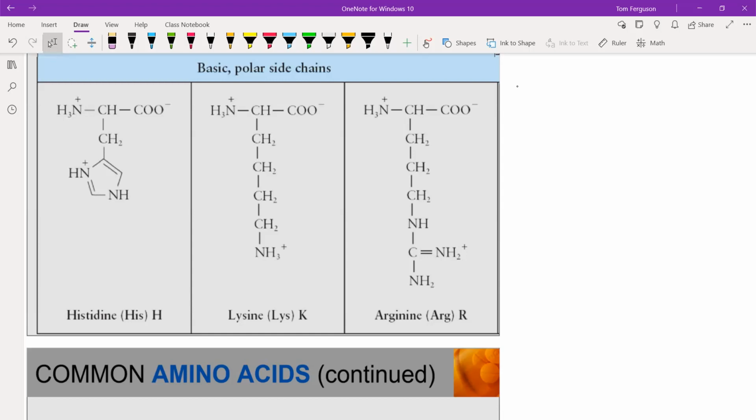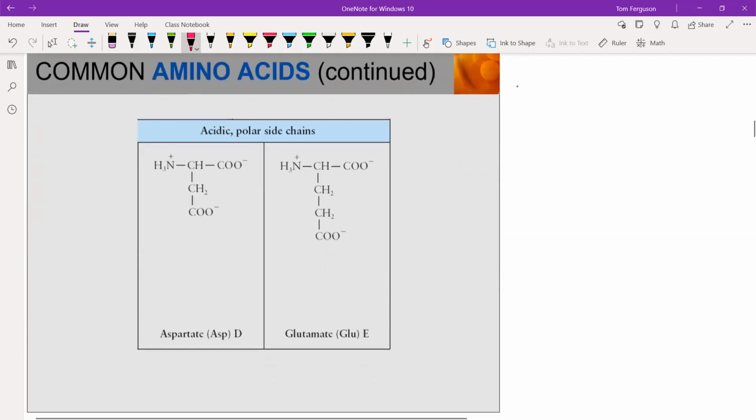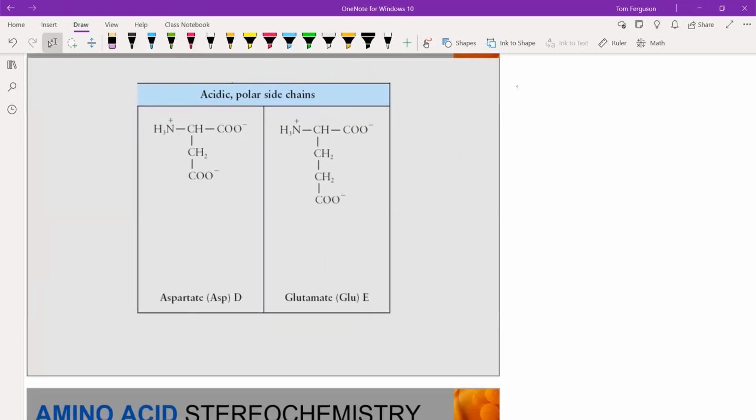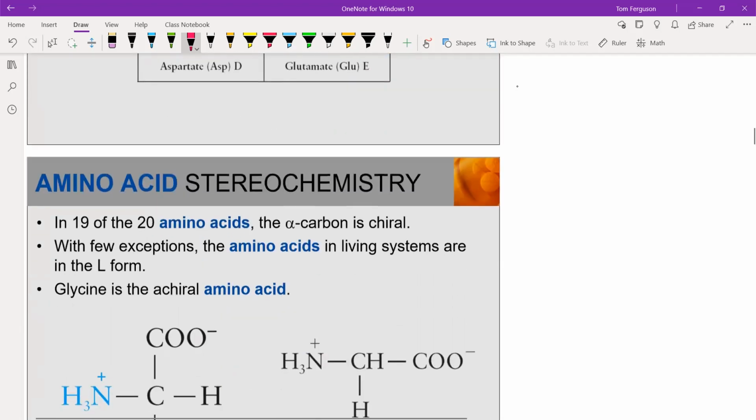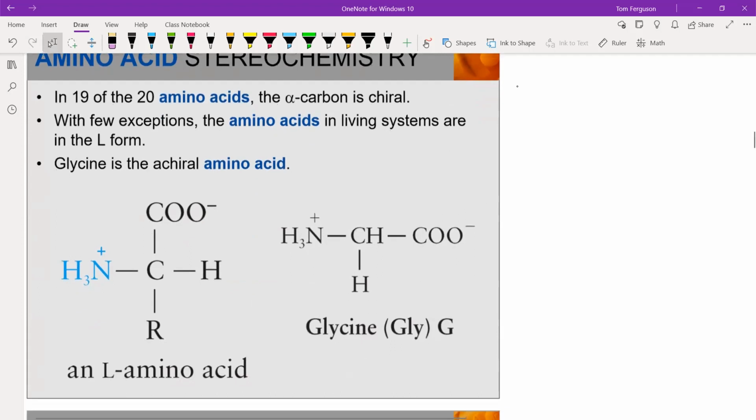test 2. And these are all basic side chains. And of course, because they're very ionic, they're very polar. And the same goes for the acidic ones. Remember, ionic is the most polar you can get. Okay.